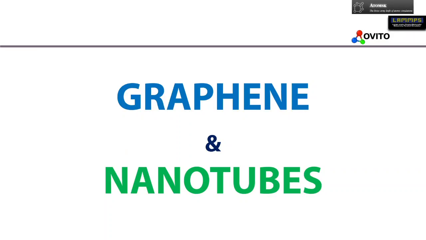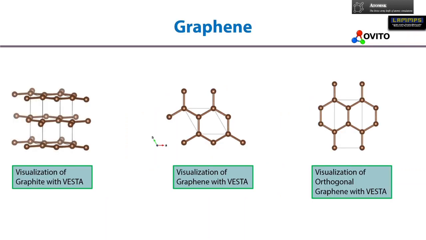So in today's video I will be discussing how you can create graphene and nanotubes and all the basics that come along with it. Firstly, to create graphene you need to create a graphite structure out of carbon.